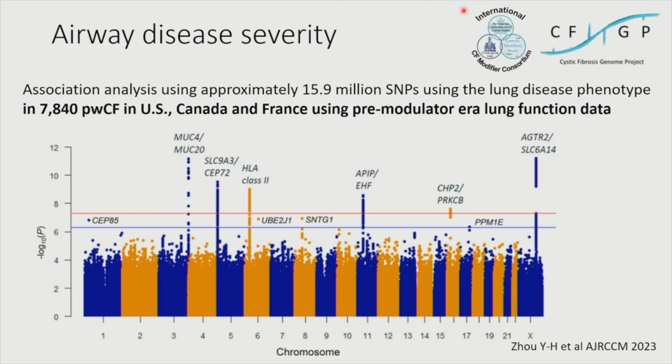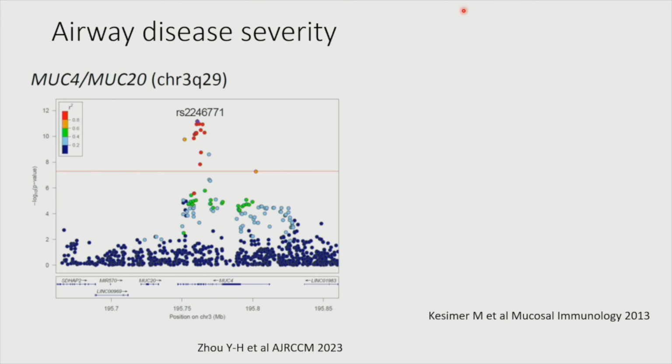So that's the power of this type of technology. It's also very powerful for linking variants from different genes and loci with traits, such as in this case. Here we have a couple of them, and I'm going to focus on MUC4, MUC20, and this AGTR2 locus. Here's the MUC4, MUC20 locus. The SNPs are highly associated. I can show you here.